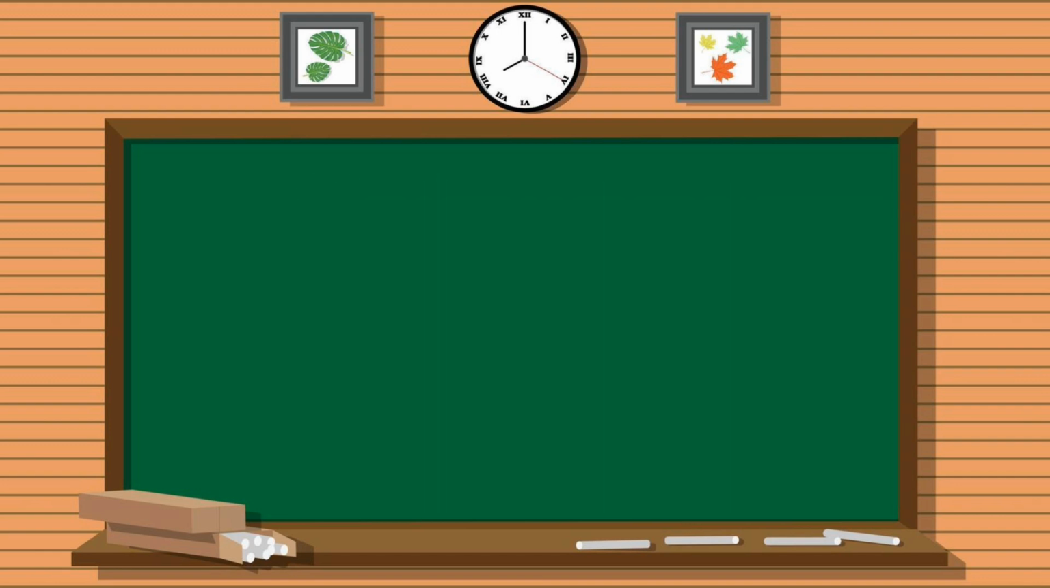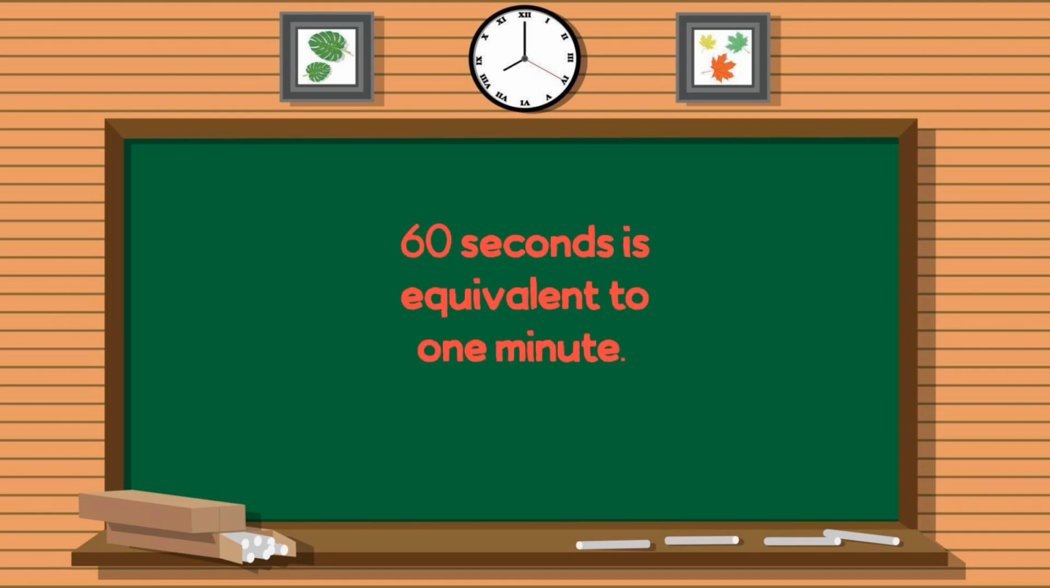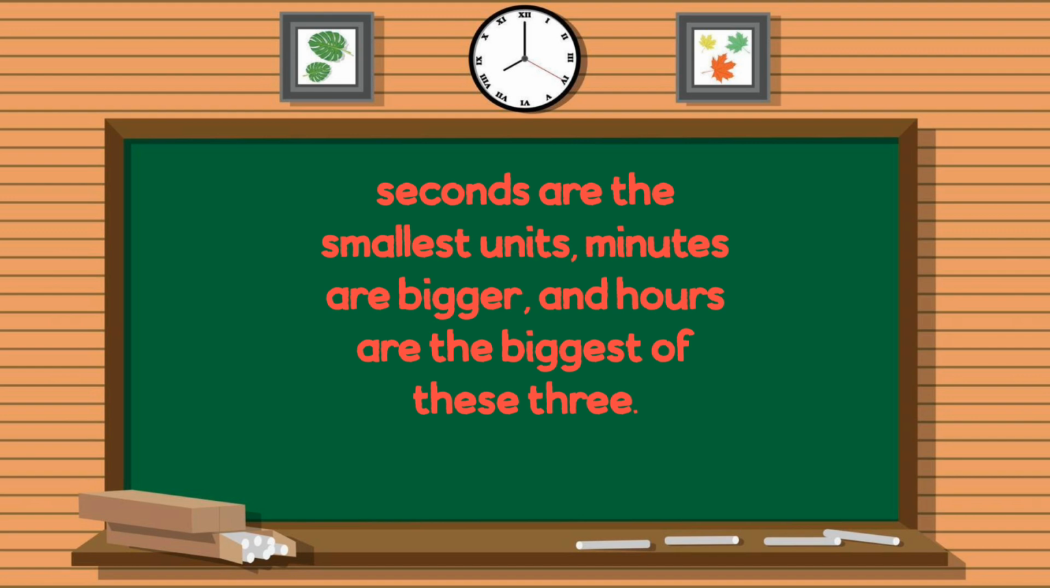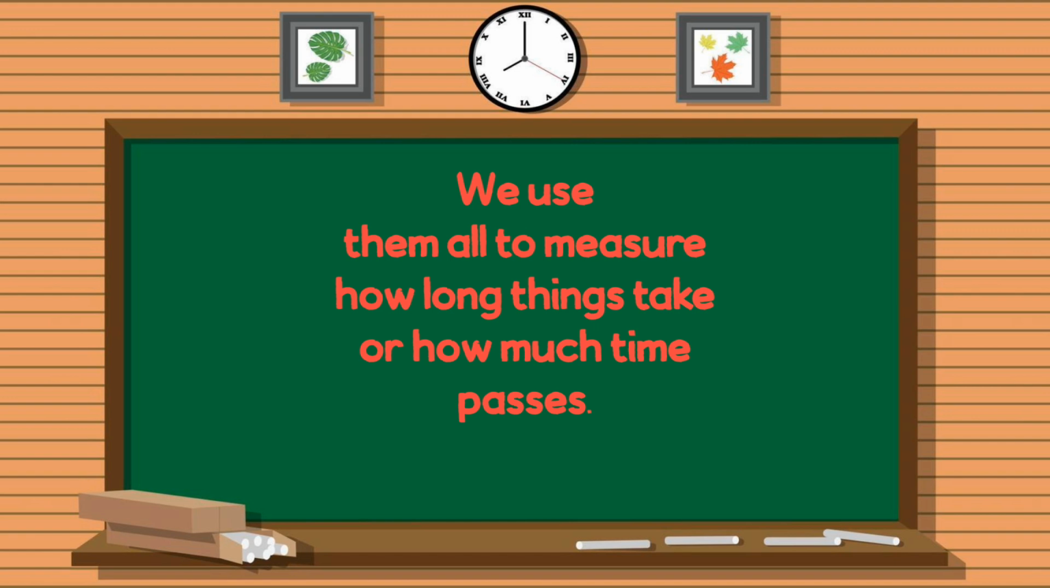Children, you have to remember this. 60 seconds is equivalent to 1 minute. 60 minutes is equivalent to 1 hour. And 24 hours is equivalent to 1 day. So, seconds are the smallest units. Minutes are bigger, and hours are the biggest of these three. We use them all to measure how long things take or how much time passes.